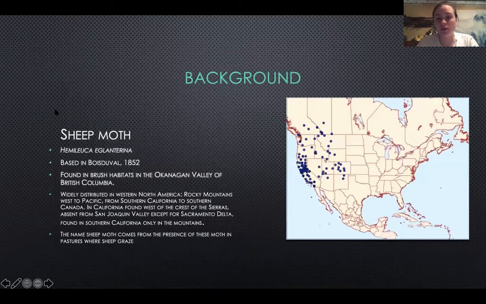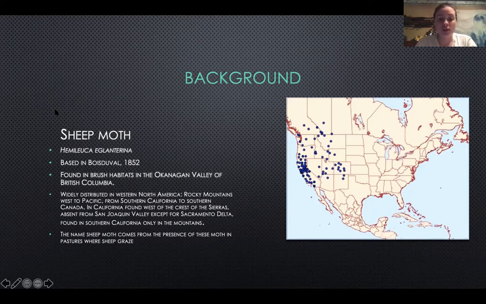As you can see, I have a map showing where they are usually located. The sheep moth was described in 1852 and migrated, and is now found in the brush habitats of the Okanagan Valley in British Columbia. They're usually widely distributed in western North America. You can find them in the Rocky Mountains, even as far west as the Pacific. They can be found from Southern California to Southern Canada. And in California, they can be found west of the crest of the Sierras and absent from San Joaquin Valley, except for the Sacramento Delta. It's found in Southern California only in the mountains.